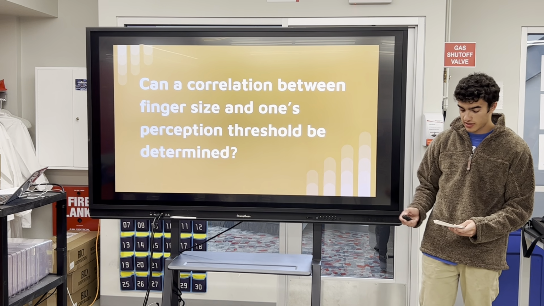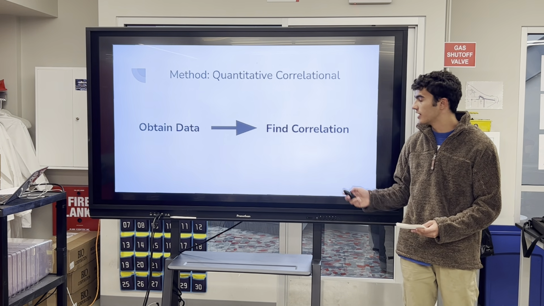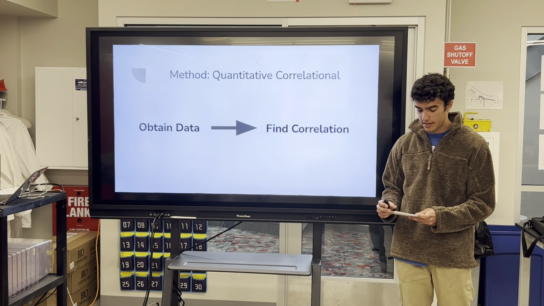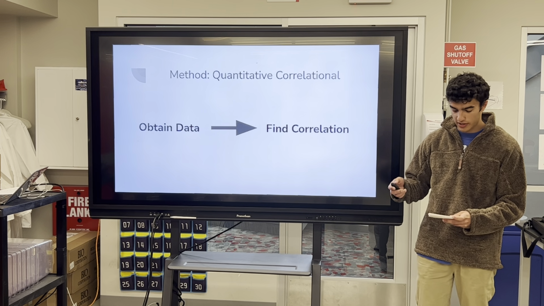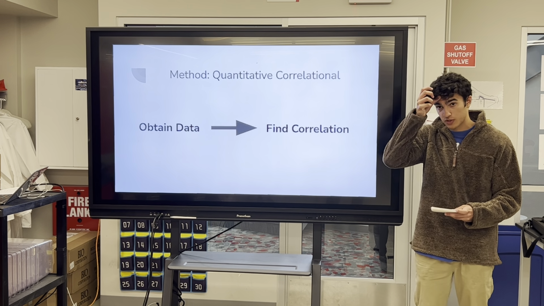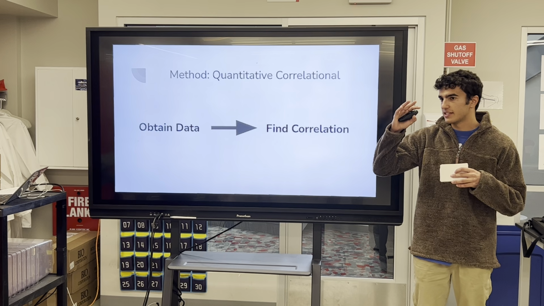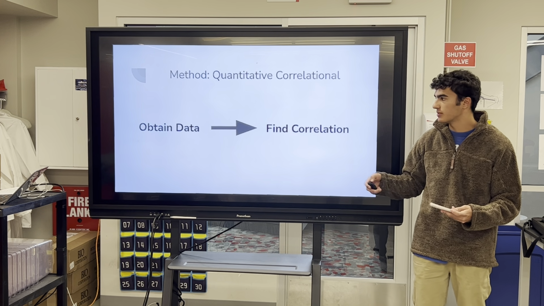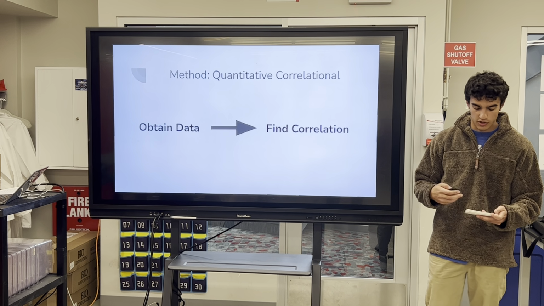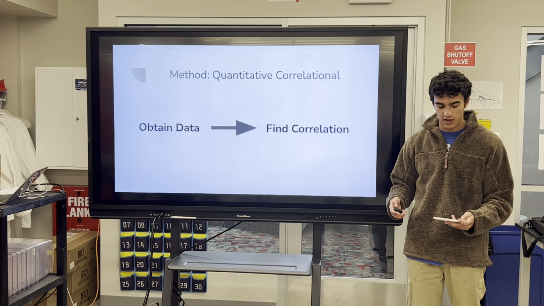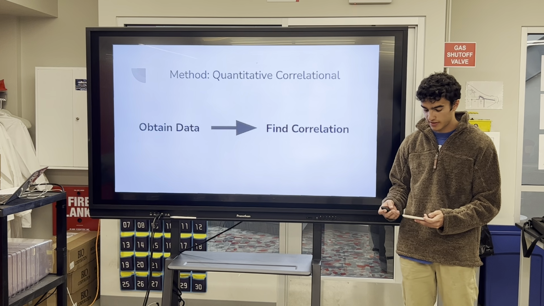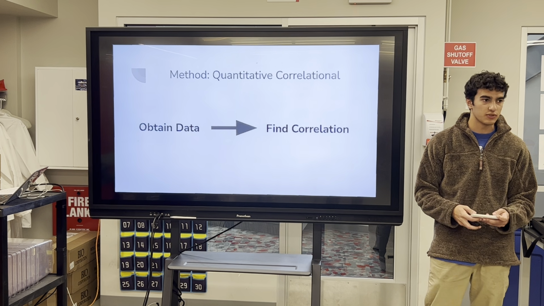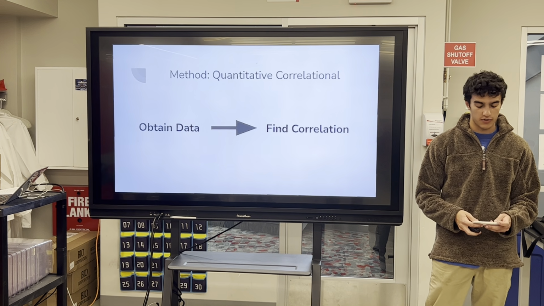To answer this question, I used a quantitative correlational study. This means I would be collecting my data by taking measurements of subjects' fingers and running them through the BUMPS test to find their perception threshold. After that, I would take these 2 sets of data and compare them in attempts to find a relation between these 2 sets of data. So the goal of finding this correlation is to better understand how sensory nerves are distributed in the body, as well as establish a more accurate baseline perception threshold for people at risk for neuropathy.